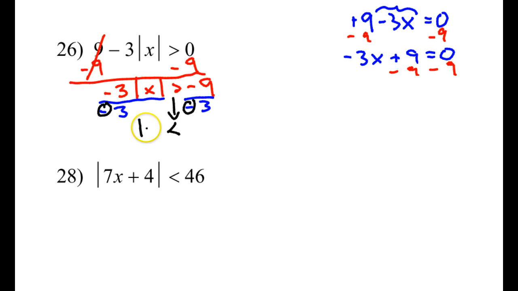So we now have absolute value of x. Notice how it's still absolute value, because we haven't split it up because we had stuff on the outside to take care of. So now it's nothing on the outside of the absolute value, so now you can break it up into two parts. So you can break it up into x is less than 3 and x is greater than -3.